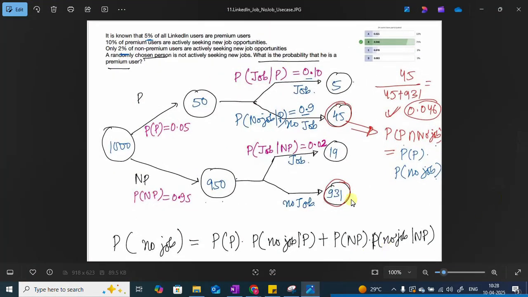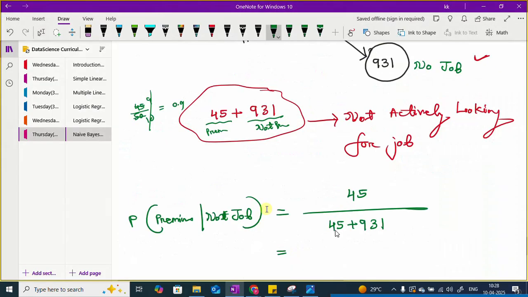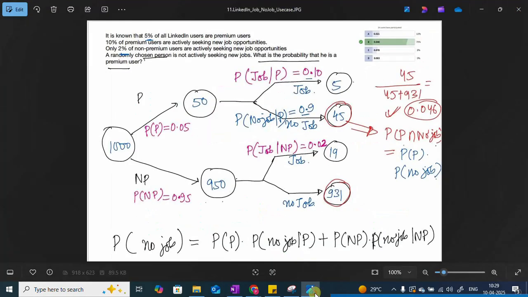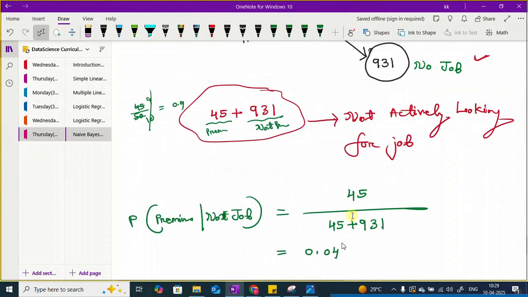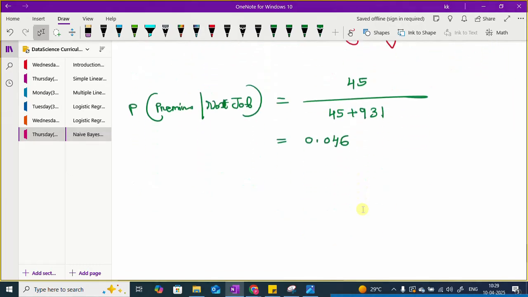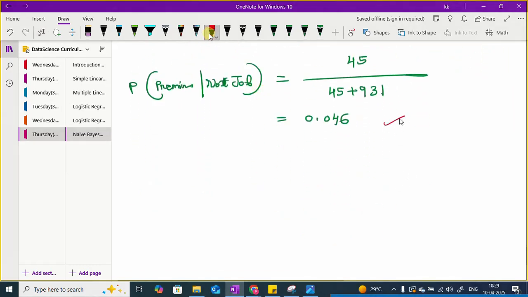45 divided by 45 plus 931 is coming around, I hope, 0.04. Use your calculator and let me know fast. 0.046 if I'm not wrong. This is the probability and this is the answer they are looking for. If they ask, tell me the percentage. Very simple, sir. If I want the percentage, then the percentage is equal to how much? 4.6%. Clear, guys? Any doubts so far?